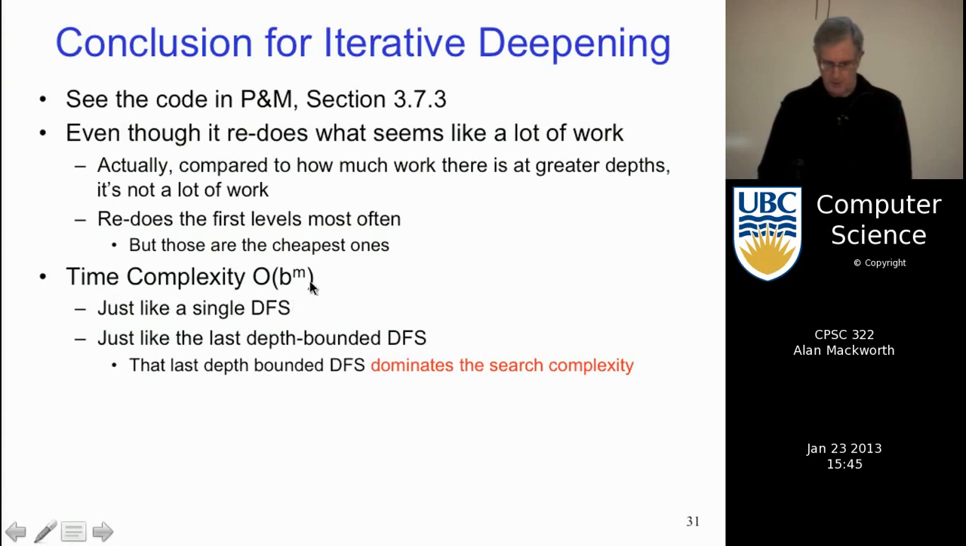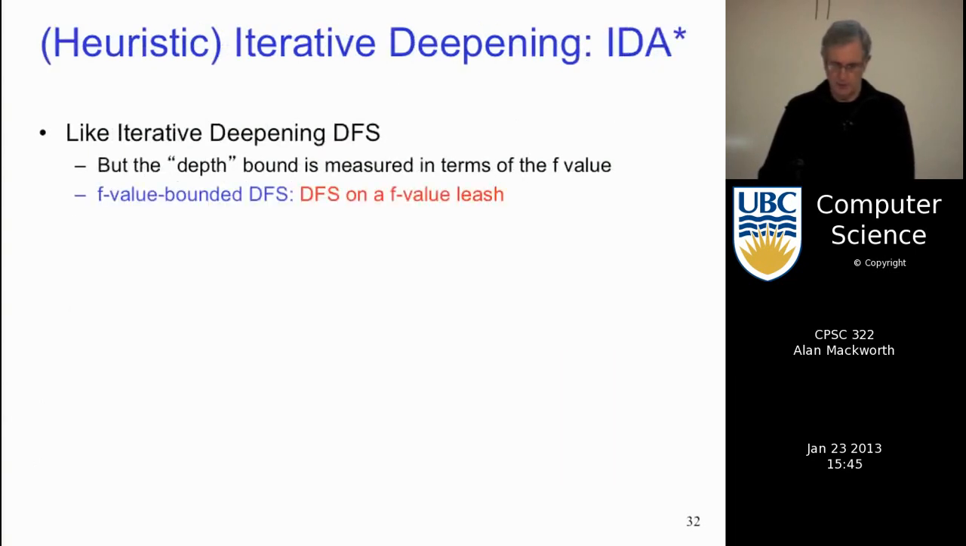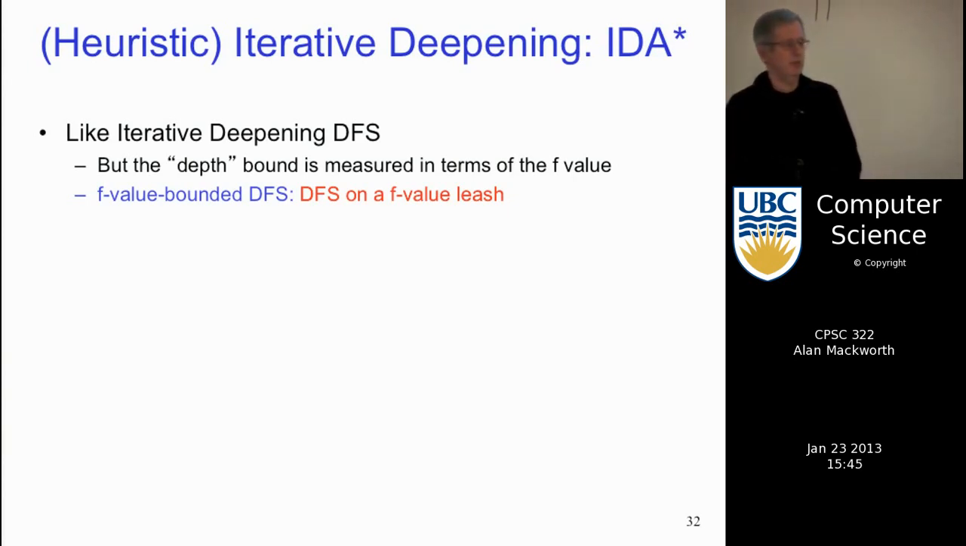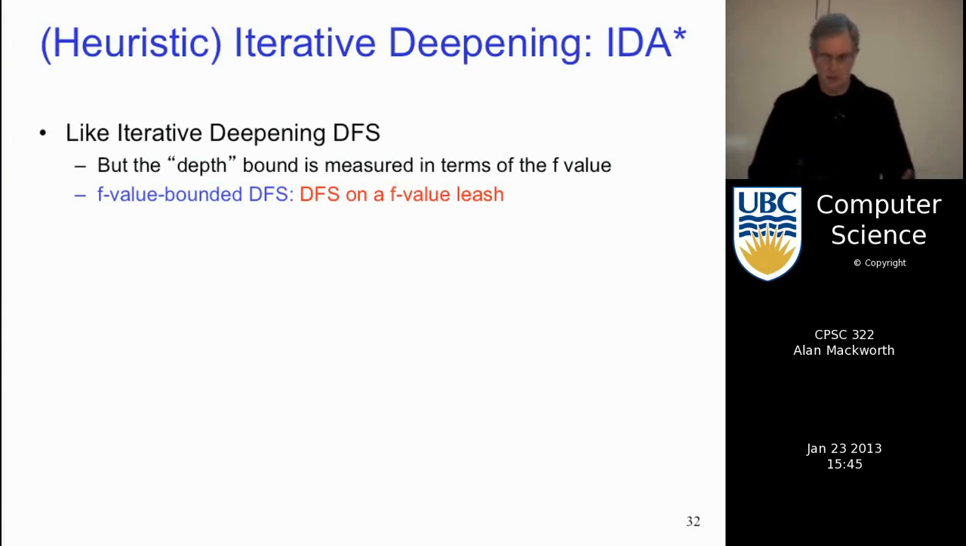Okay, so time complexity is the same as a single DFS. It's the last level that dominates the search complexity. So space complexity is linear, and it's optimal and complete. The other algorithm we looked at was IDA star. It's actually really a misnomer to call it IDA star, because it's not like A star. It doesn't even maintain a frontier. It's really simple. It's beautifully simple. But it has the power of A star, in fact, more powerful than A star in some ways.